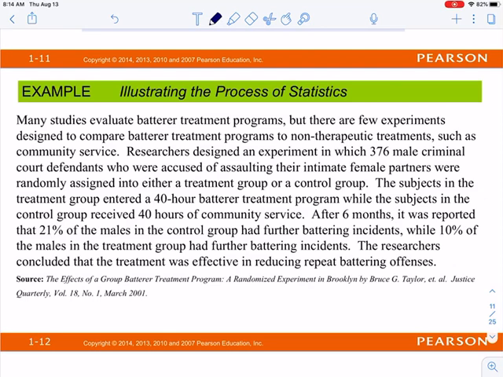Researchers designed an experiment in which 376 male criminal court defendants who were accused of assaulting their intimate female partners were randomly assigned into either a treatment group or a control group. The subjects in the treatment group entered a 40-hour batterer treatment program, while the subjects in the control group received 40 hours of community service. After 6 months, it was reported that 21% of the males in the control group had further battering incidents, while 10% of the males in the treatment group had further battering incidents. The researchers concluded that the treatment was effective in reducing repeat battering offenses.